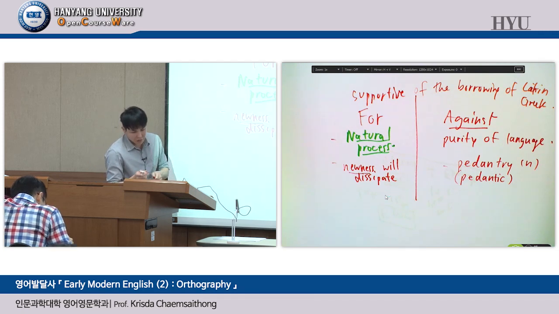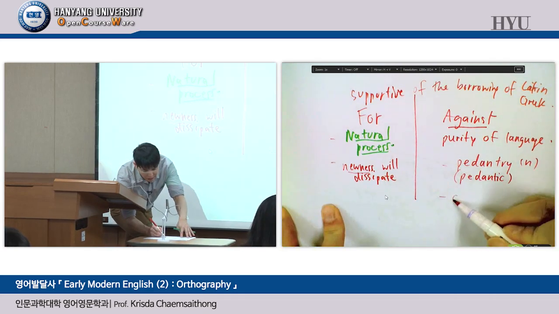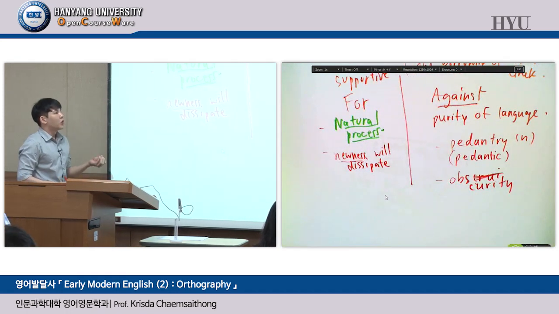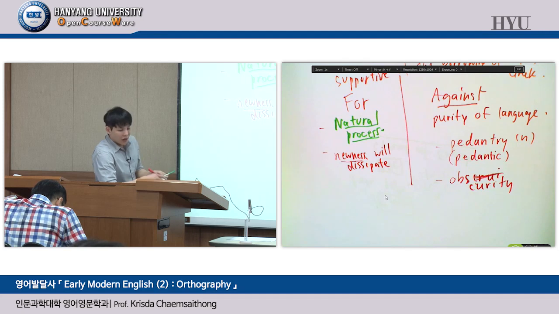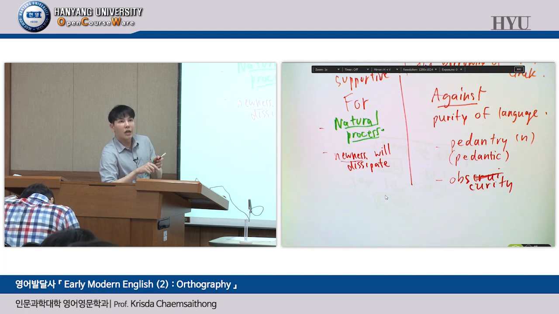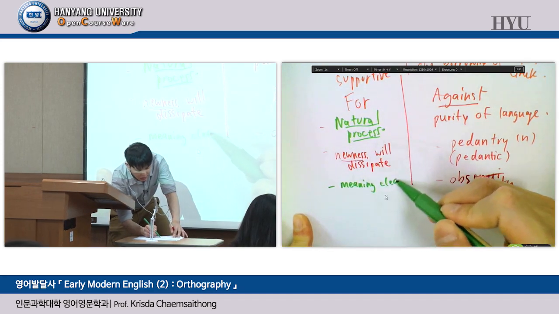And finally, the against people think that the meaning is obscure, right? Obscurity. When you use a lot of written terms, because these terms are not normally used in everyday life, they sound awkward, right? They sound vague. The meaning is obscure. However, the for people think that the meaning will be clear given the context, right? So meaning clear in context.